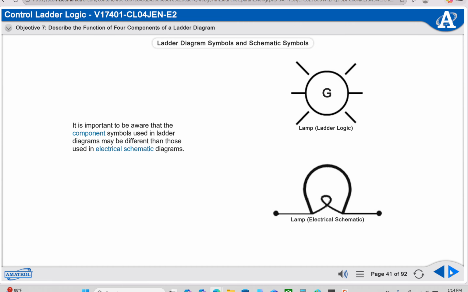It is important to be aware that the component symbols used in ladder diagrams may be different than those used in electrical schematic diagrams.